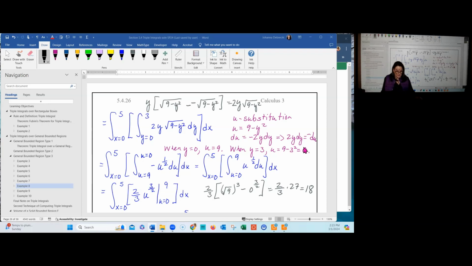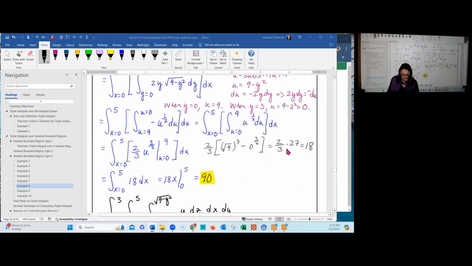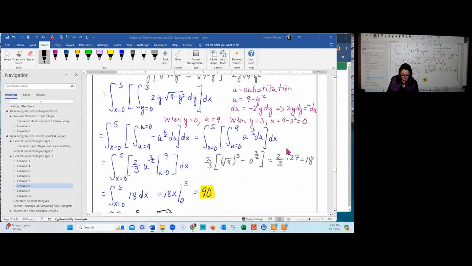This then gives us the outer integral with respect to x from x equals 0 to 5 of 18 dx, which gives us 18x, or again, 90. The question is, can we still work this as a type 1, where we're projecting into the xy plane, but reverse the order of integration on the last two? And the answer is yes, we can. We can switch the order from dy dx to dx dy.